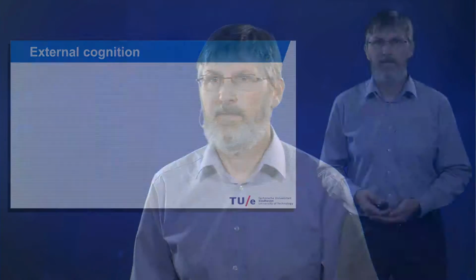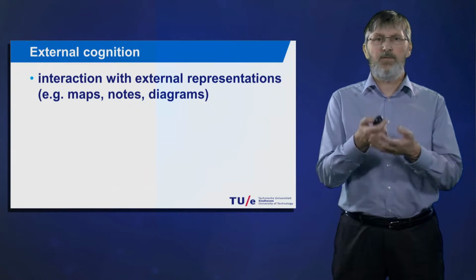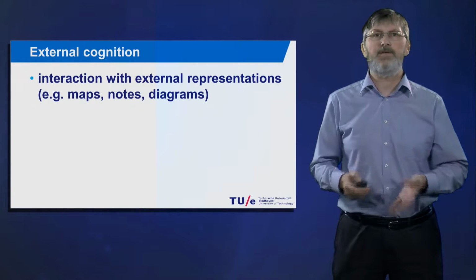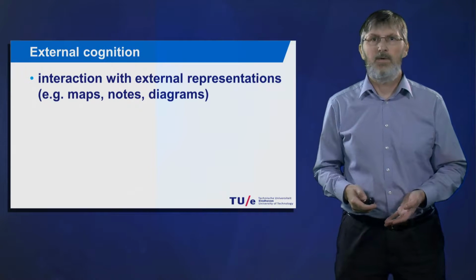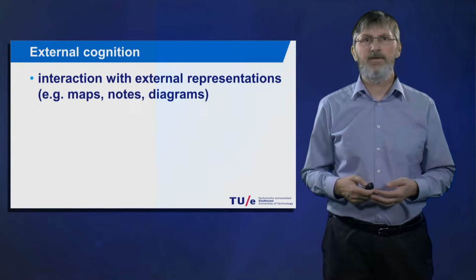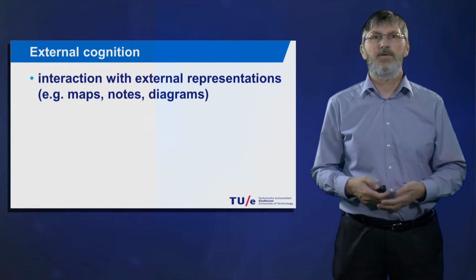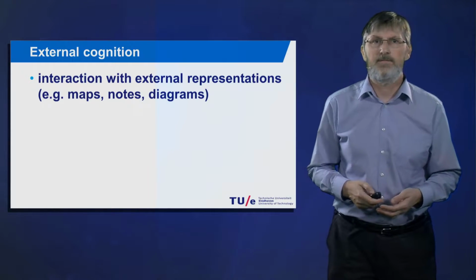Welcome to this web lecture about external cognition, about extending our cognitive abilities by using external tools or even other people. We talk about external cognition when we interact with external representations of information. We may have maps to guide us through a physical space. We may use notes and diagrams to make sense of otherwise abstract information.